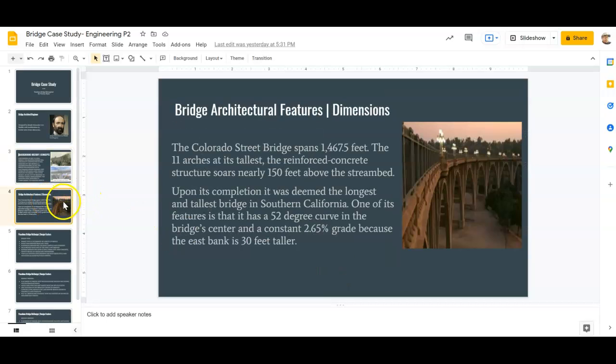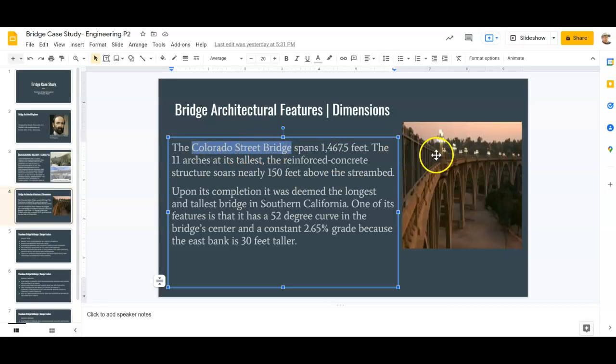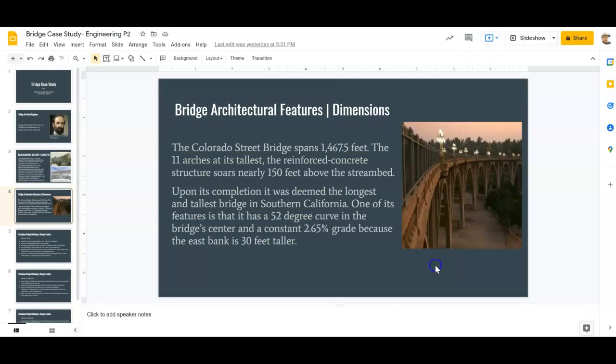And the next slide. So this is the bridge architectural features and dimensions. And for those of you that don't know what dimensions are, this is just a fancy term for measurements. And that's okay. We like to use fancy words in academia. Academia is basically school. So here's some of the information that we got from the city and from the article over here. So pause that, pretty much copy that. You can choose whatever picture you want. I just had students Google Colorado Street Bridge and pretty much choose a picture that shows off the features that we have described in here.